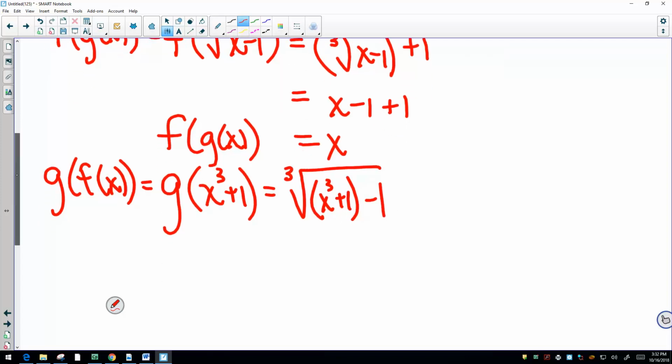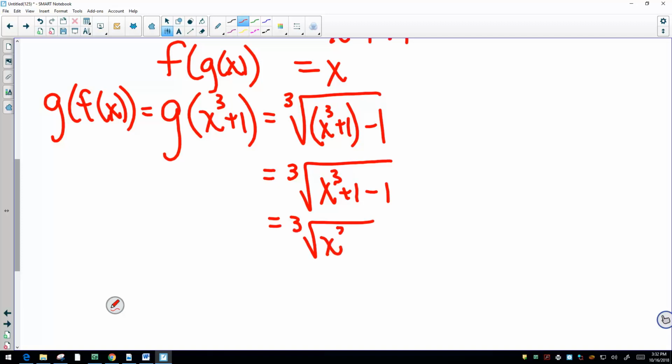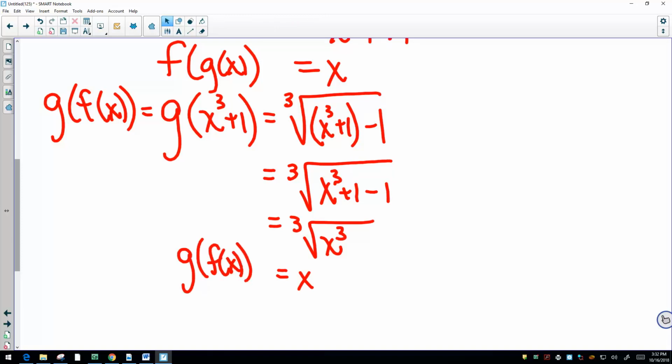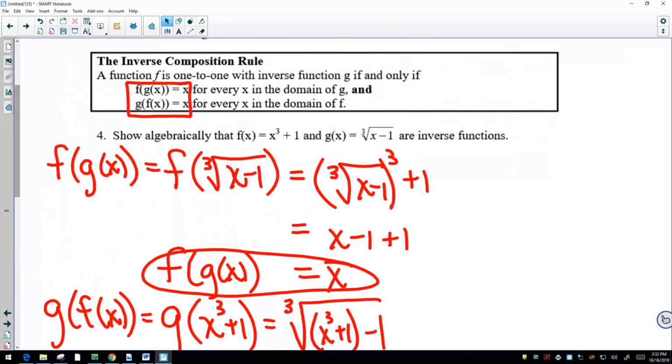Okay, well, working underneath the cube root to simplify, I can see we have the cube root of x cubed plus 1 minus 1 once I drop the parentheses. And that should leave me with the cube root of, well, plus 1 minus 1, that's 0, so the cube root of x cubed, and the cube root of x cubed is x. So what we have just shown now is that the g of the f of x is equal to x. And we've shown that f of g of x is equal to x. And so that means the original functions f and g of x are actually inverse functions of each other.